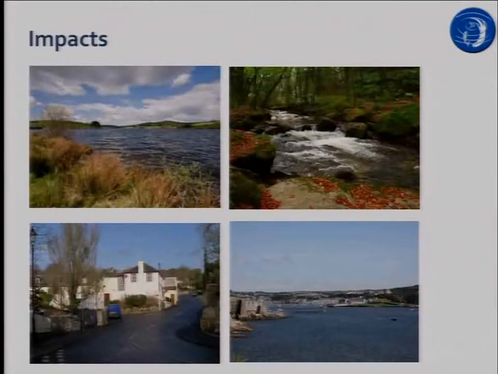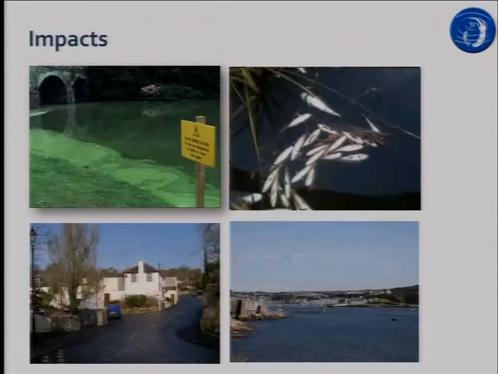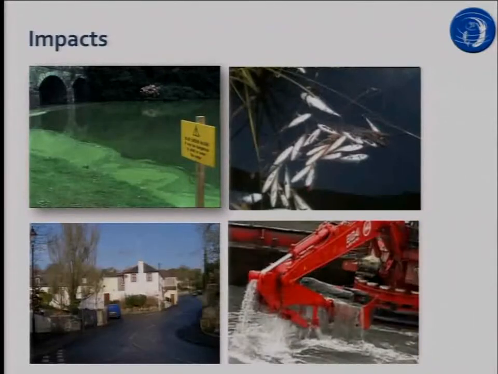bodies. So in our reservoirs and lakes, we're getting algal blooms because we're getting lots of nutrients into the system, causing algal blooms, and those have their own health impacts and ecological impacts. We're seeing direct impacts in the rivers, fish kills, and the ecosystem is really being impacted.